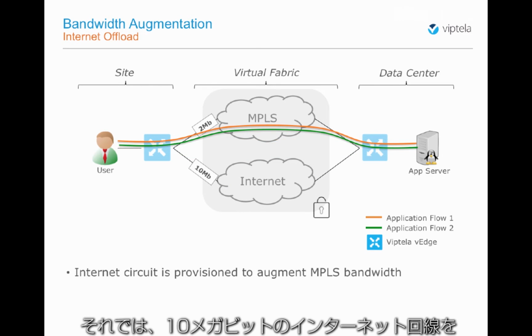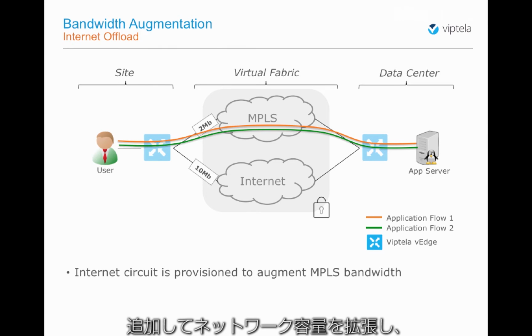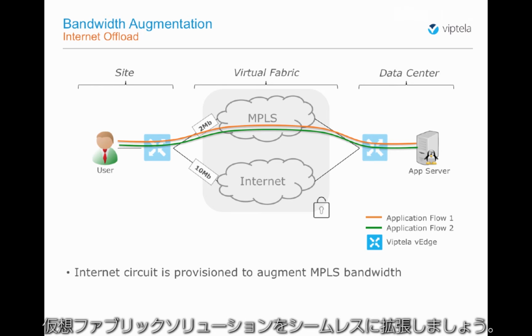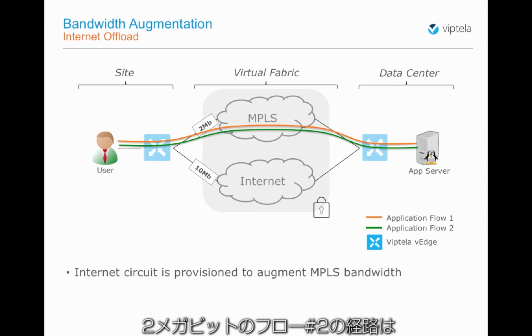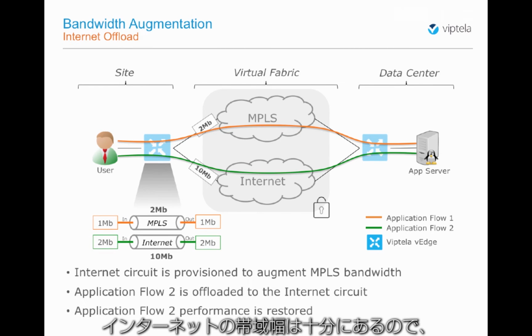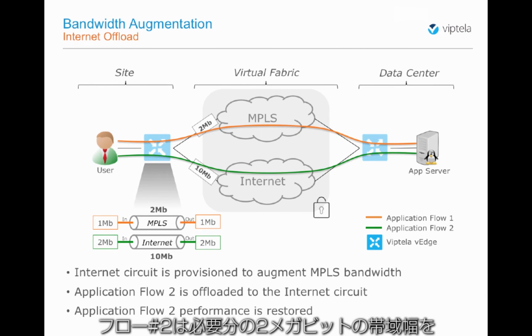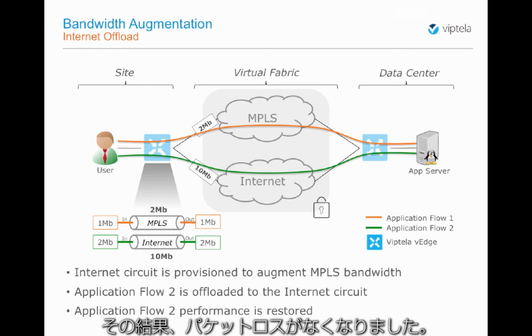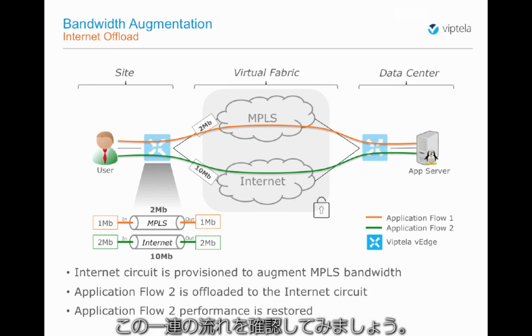Let's now add a 10 megabit internet circuit to augment the network capacity and seamlessly extend Viptela's virtual fabric solution across both MPLS and Internet. A 2 megabit flow is rerouted from MPLS to Internet, and since bandwidth is plentiful over Internet, flow number 2 now receives the full 2 megabit of bandwidth it requires. Packet loss stops. Let's now see how it's actually happening.